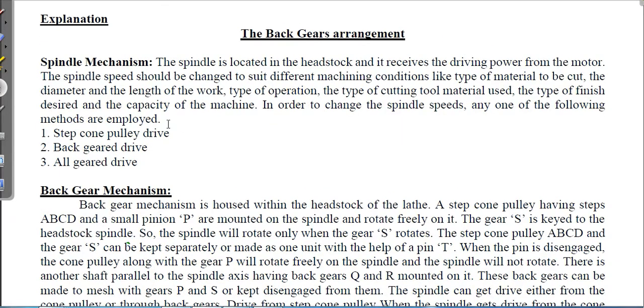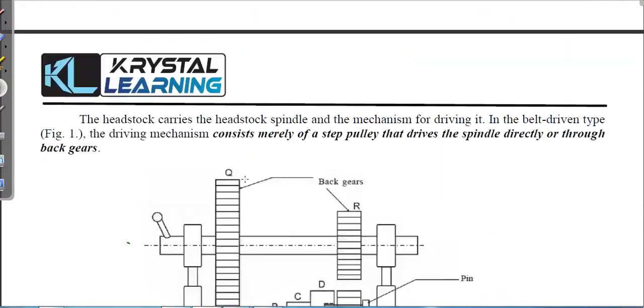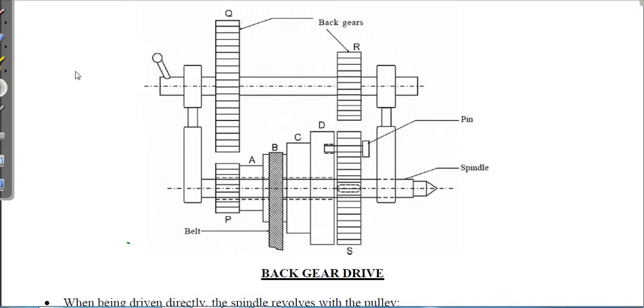So we are giving rotary motion to the spindle through the motor or some arrangement. The first arrangement is using only a step cone pulley drive. Second is using a back gear drive, and third is using an all gear drive without belt. Okay, so let's see what the back gear arrangement is. This is the complete diagram from where we will make clear all the concepts about this back gear.